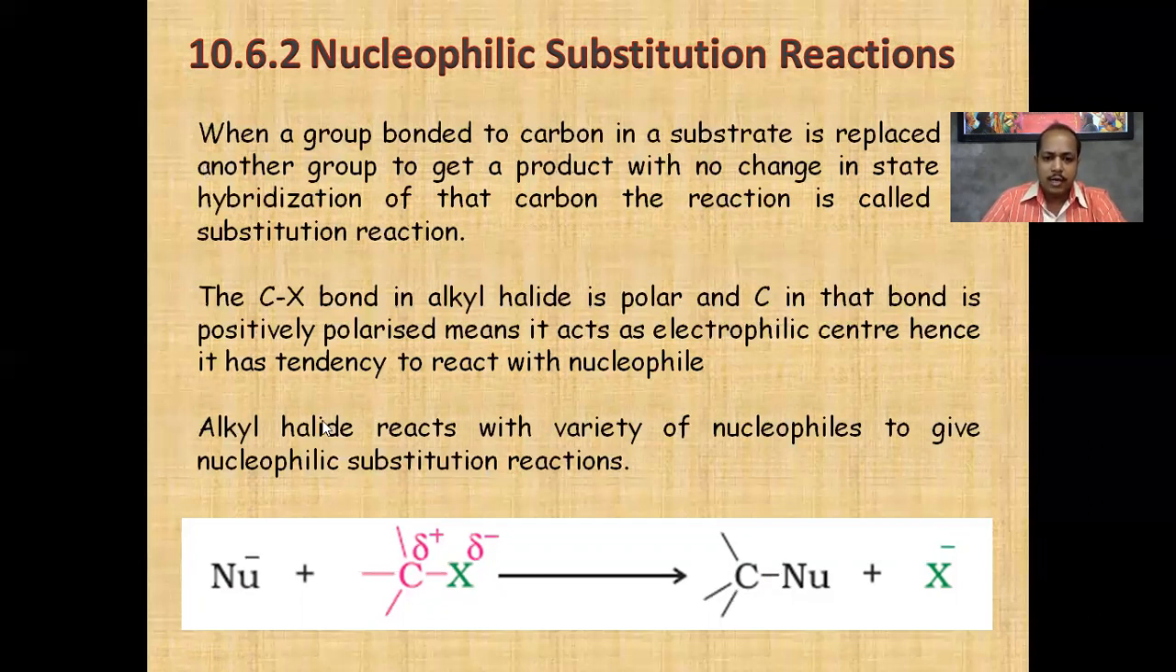Now here general nucleophilic substitution reaction is represented. Nucleophile Nu minus attacks on this polar bond and the bond between carbon and halogen breaks and a new bond is formed between carbon and nucleophile. So this is about the nucleophilic substitution reaction.